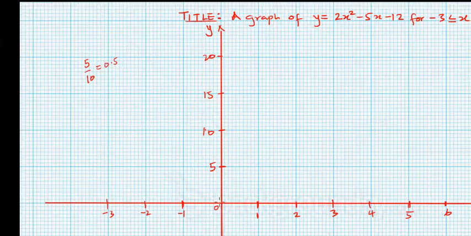It means one box here represents 0.5, two boxes represent 1.0. So if this is 20, two boxes represent 21. So this is 21 there.